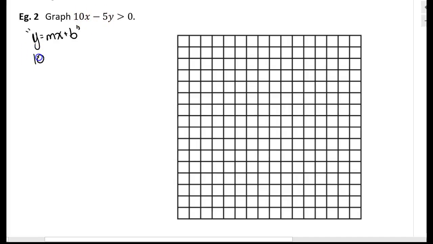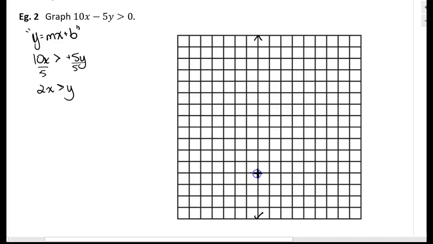I'm going to move my negative 5y onto the other side since it's equal to 0, so it's going to be positive 5y. And I'm going to divide by 5 to isolate y by itself. So I get y is greater than, or sorry, y is less than 2x. This is easily graphed. My y-intercept, my b value, is 0. It's non-existent. My slope is 2, so rise over run, that would be 2 over 1. And so now I'm ready to graph my line.